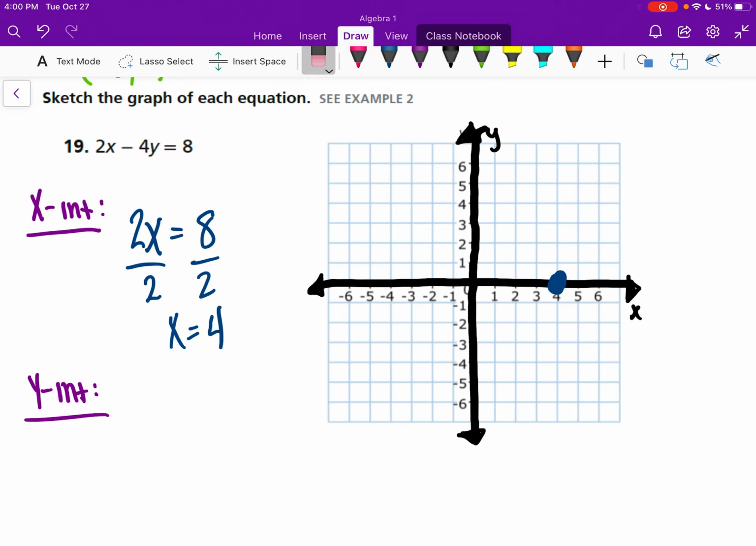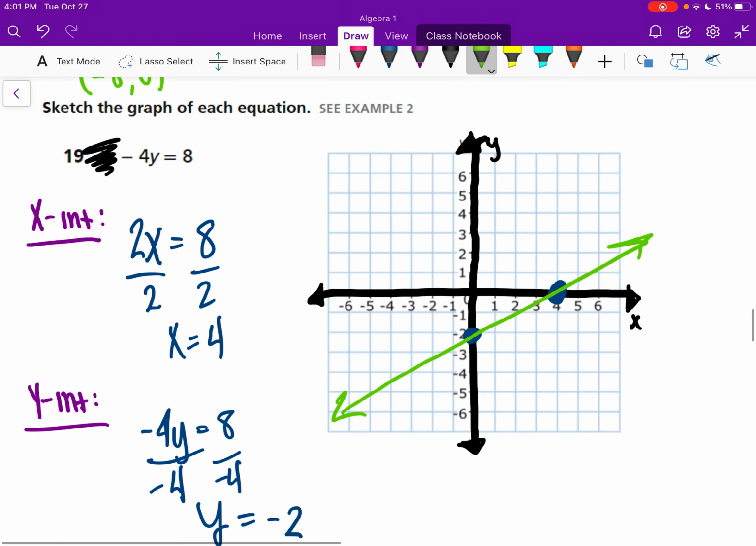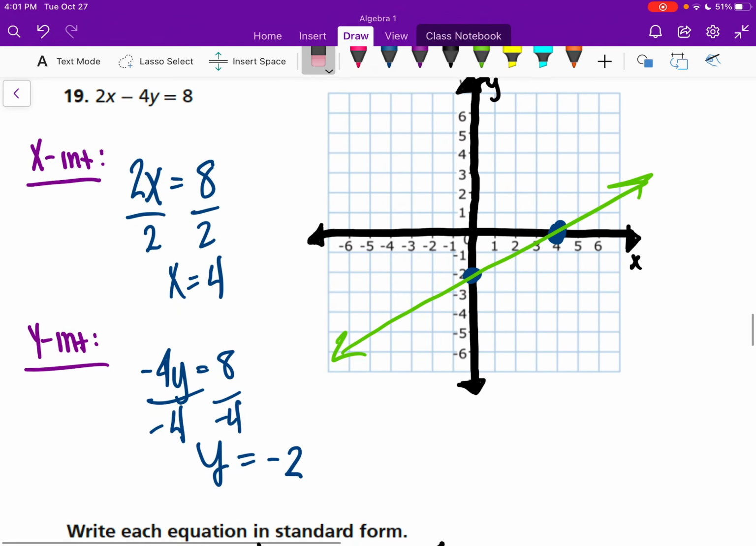To find the y-intercept, we pretend the x doesn't exist. And I'm left with negative 4y equals 8. I divide by negative 4, and I have y equals 8 divided by negative 4, that's negative 2. So on my y-axis, I have a point at negative 2. And then I just need to connect those dots to draw that line. So if we need to graph, we just find the x and the y intercepts.